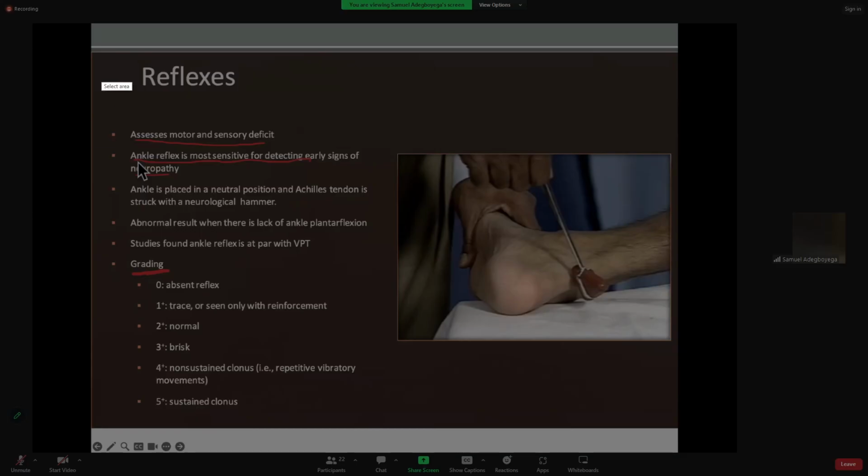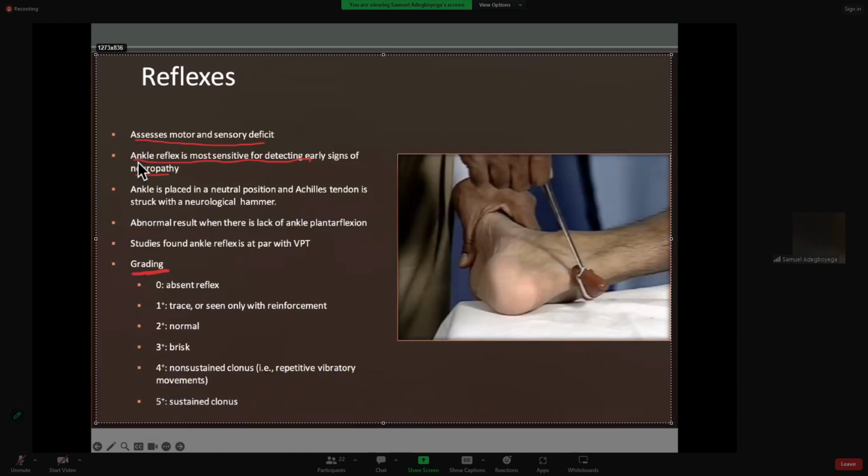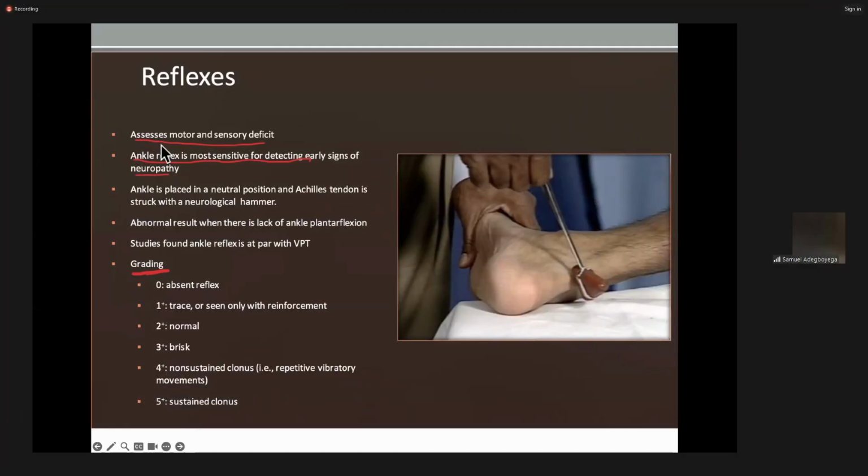Reflexes. Again, this is very important. Your reflexes pretty much give you your earliest sign of neuropathy. So it would tell you if you have a motor or sensory deficit earlier than anything else, earlier than your vibratory, earlier than your monofilament, earlier than your Ipswich. It's very important you know that. Also, for the exam, you should know the grading for reflexes. 2 is normal.